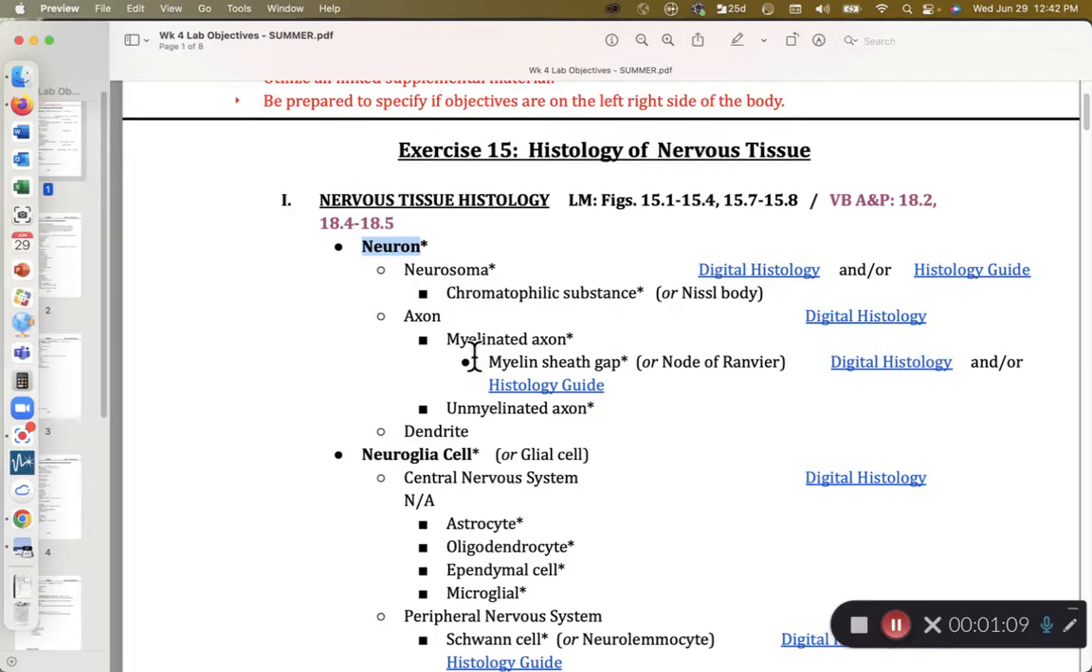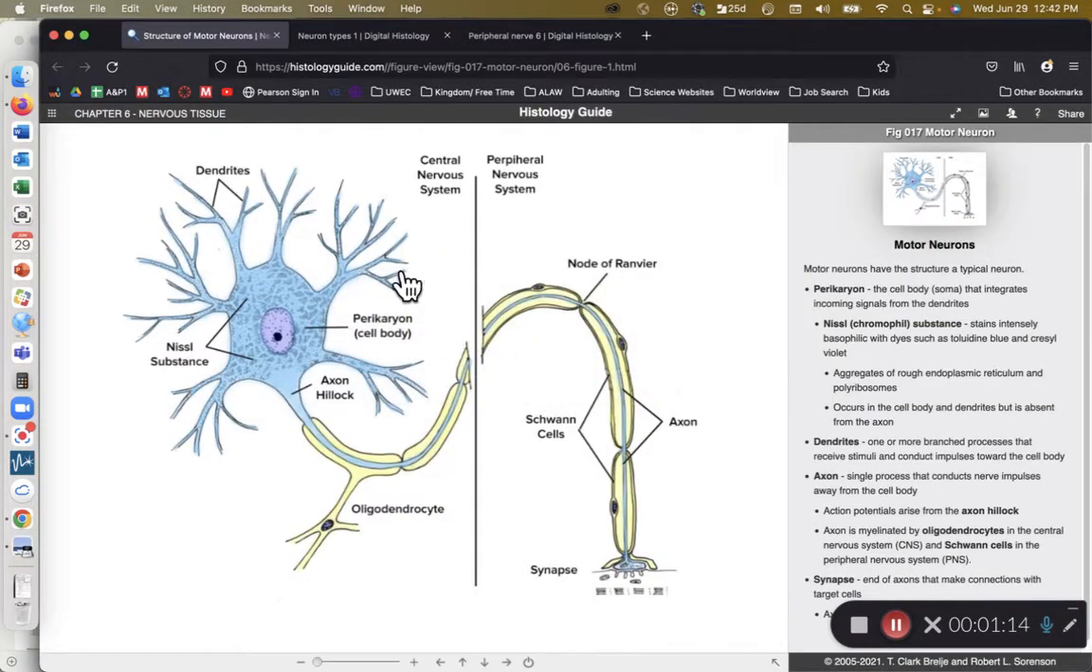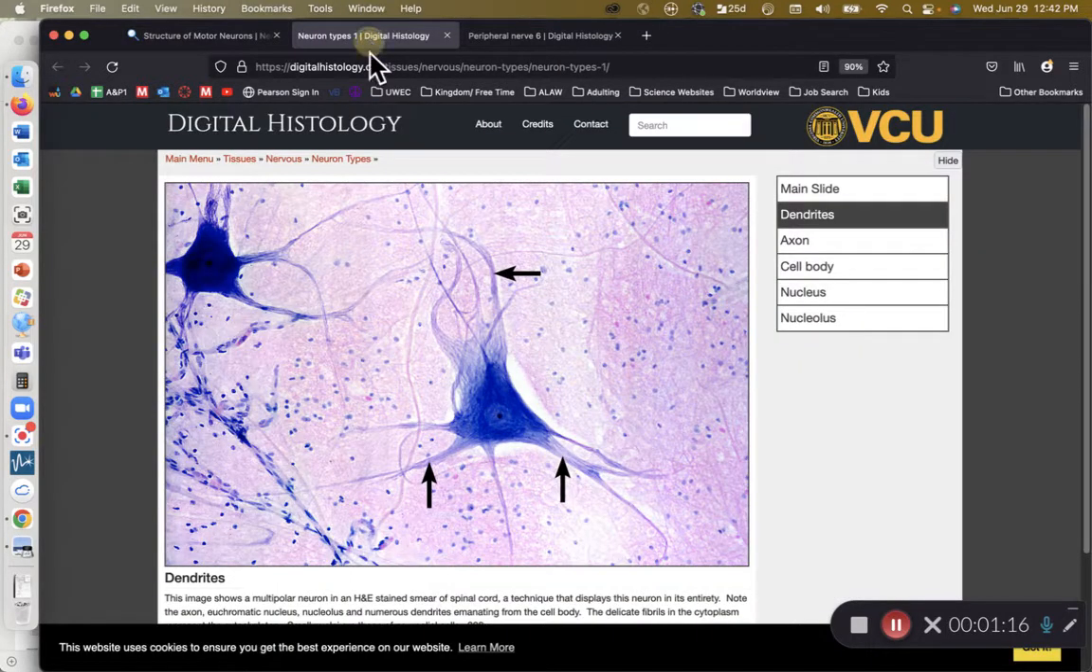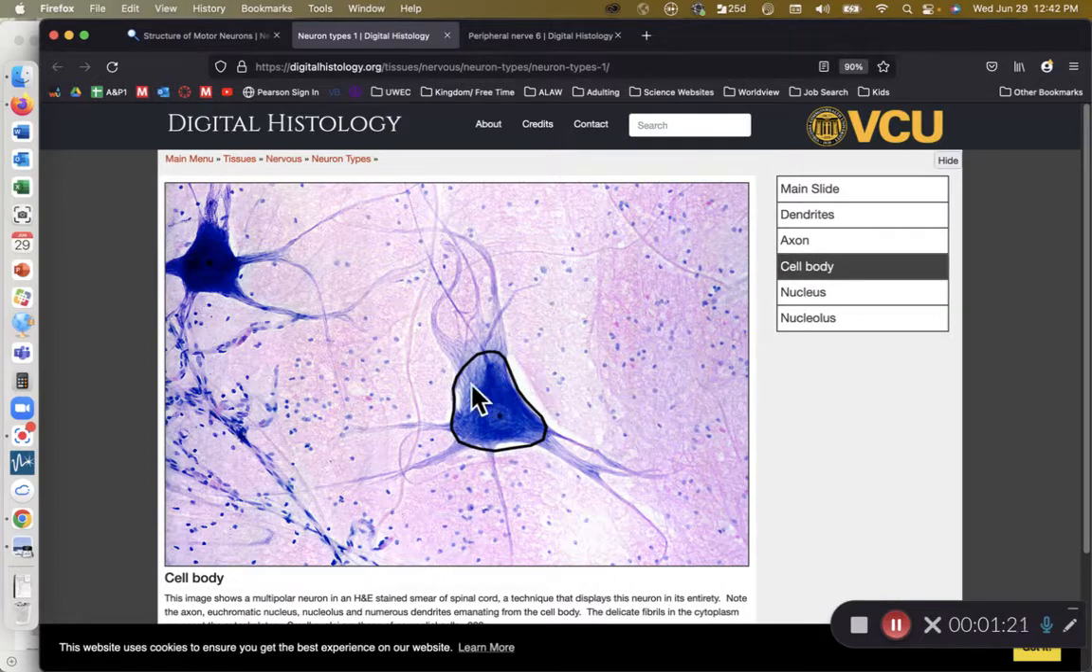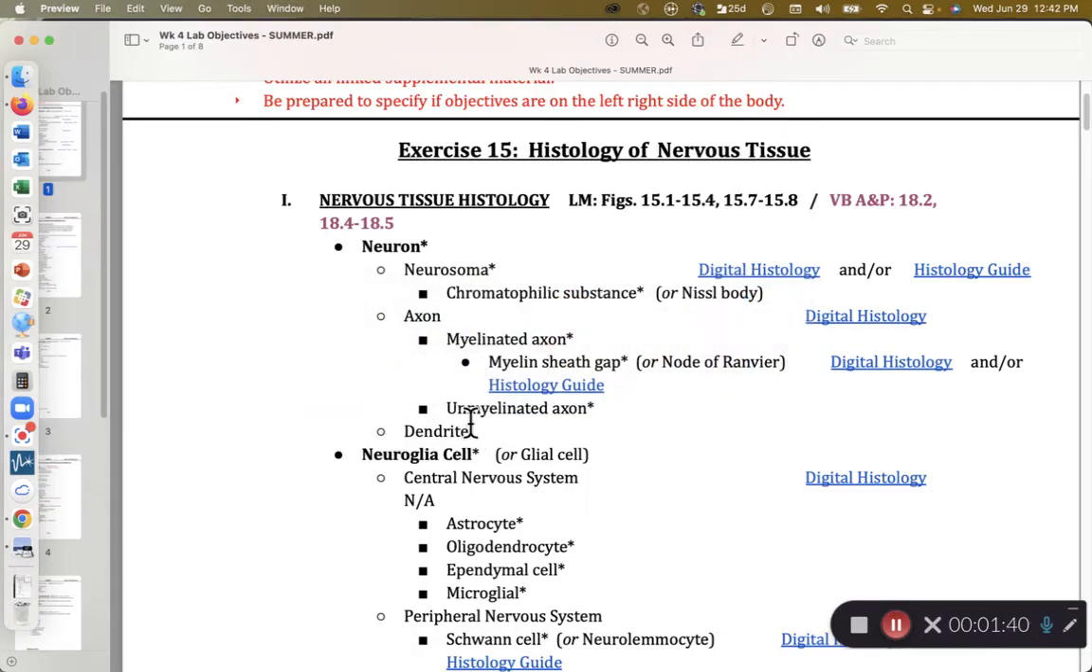Now, as we're looking at the histology views, this view that I have right here is a very good histology view. It's more of a labeled diagram. We'll start off with the neurosoma right here in the middle of our cell body, and then we have these dark patches within the cell body. For instance, at the very tip of my mouse pointer right here, those are Nissl bodies from your lab objective sheet, or the chromatophilic substance.